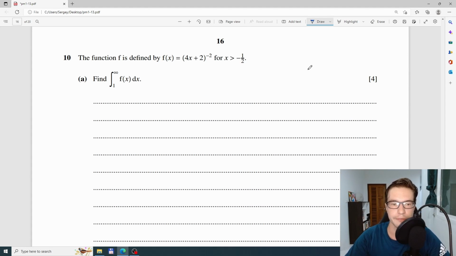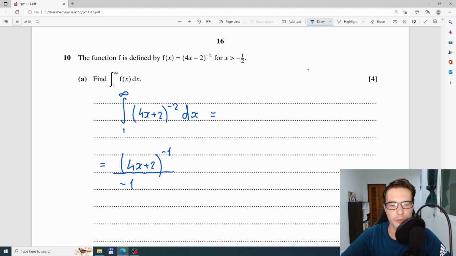Calculate the integral. Okay, let's write it down. The integral from 1 to infinity of (4x + 2) to the power of minus 2 dx. That's going to be 4x plus 2. Now increase the power by 1, I will get minus 1, divided by the new power, it's minus 1. Then don't forget to times by 4, which is the number in front of x. And we have to evaluate this from 1 to infinity.